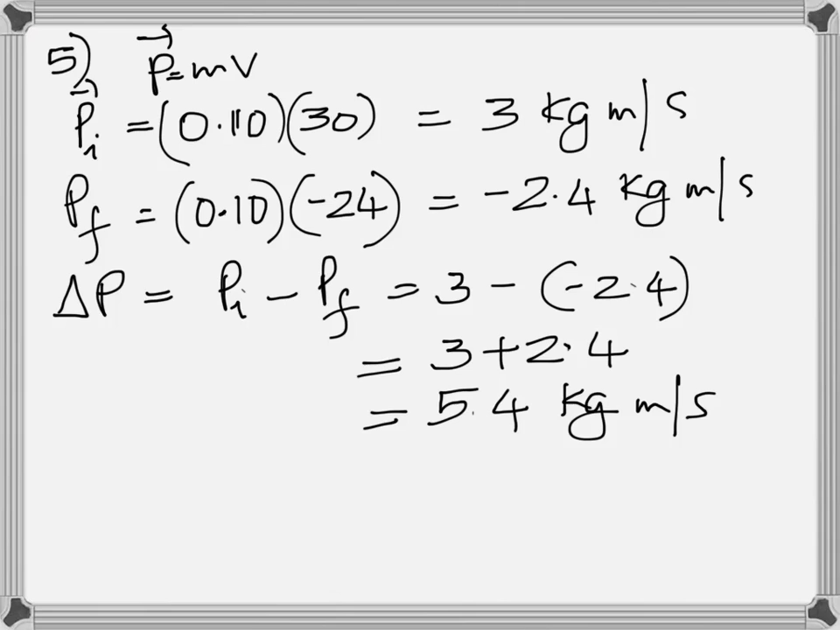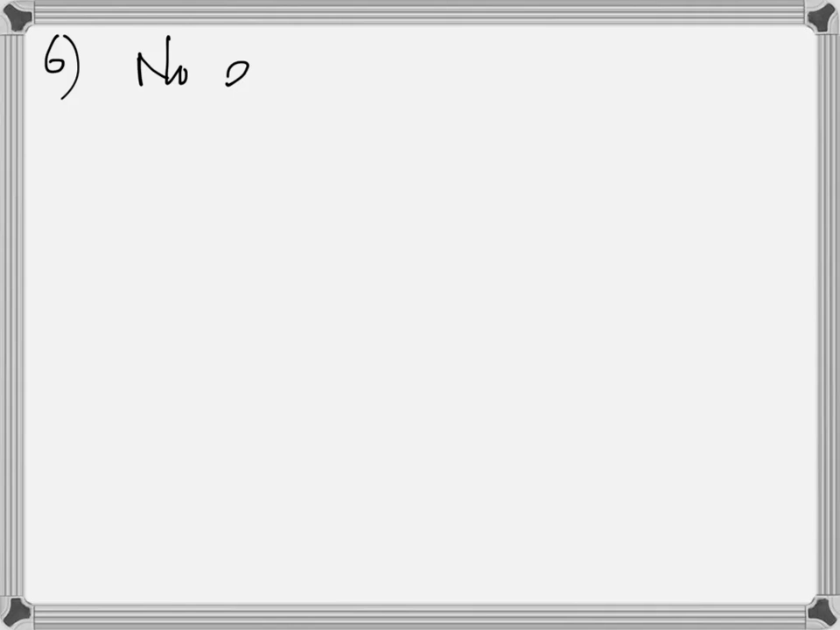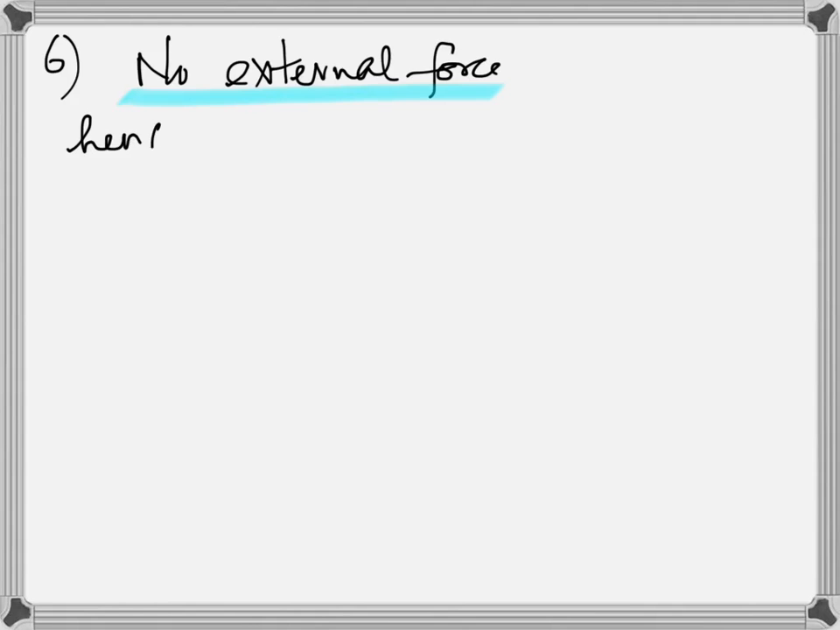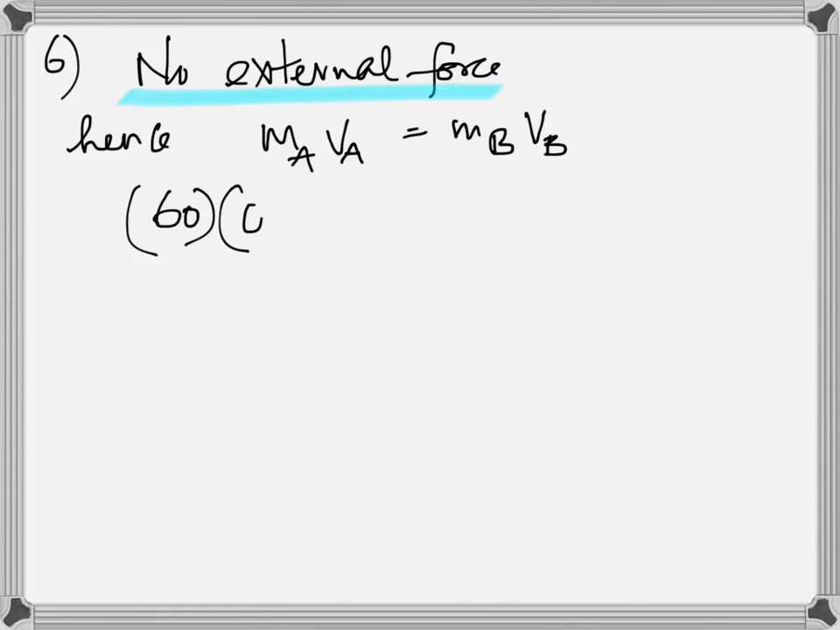Okay, number 6. I put it a little different here. Remember, momentum is conserved only when no external forces are acting on it. You remember that? No external forces here. It's just an internal force. So I put mAvA is equal to mBvB. Strictly speaking, it should be negative because the other one moves in the opposite direction.